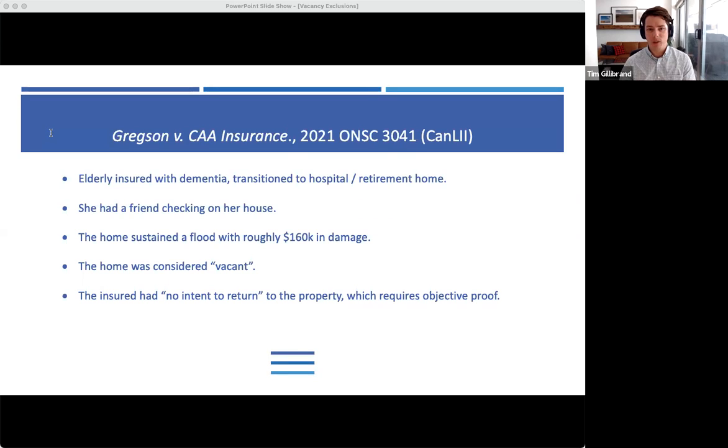And it didn't so much matter whether the insured really wanted to return to the property. In this case, looking at all the objective facts, she wasn't capable of doing so. And so there was no plan. So the property was held to be vacant and the exclusion was applied. And so you can see that with a policy that includes a definition of vacant, the exclusion gets applied a bit more rigidly by the court, and there's less room for interpretation than with the prior common law definitions.